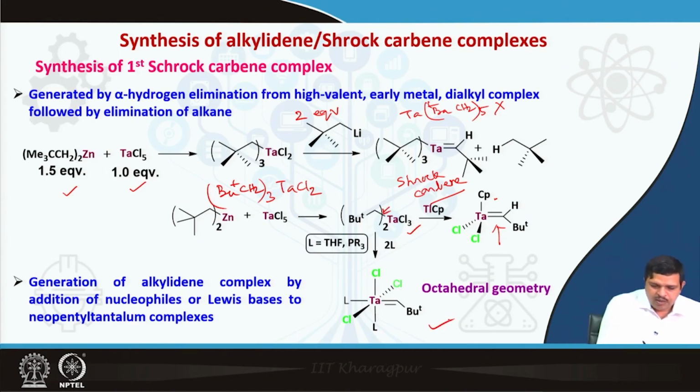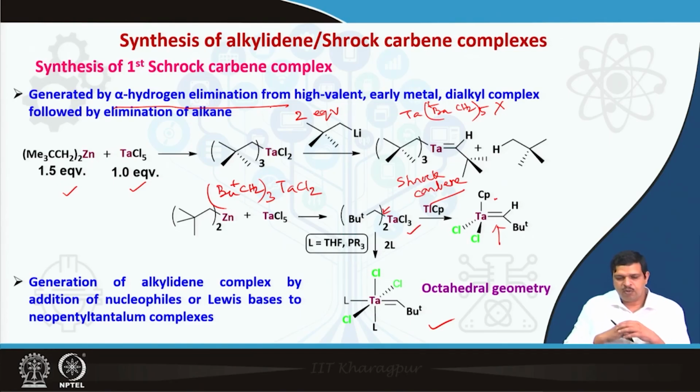So here the alpha hydrogen elimination reaction requires a high valent metal to make the alpha H proton much more acidic, to make the reaction more feasible. That is the strategy to make the Schrock carbene complexes. This complex is basically the first Schrock carbene complex.